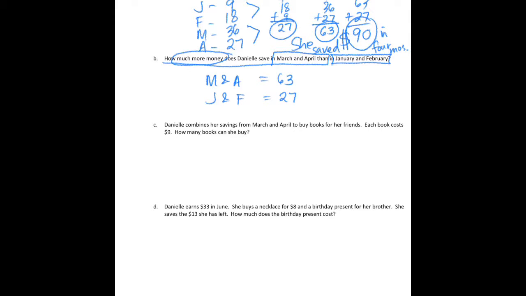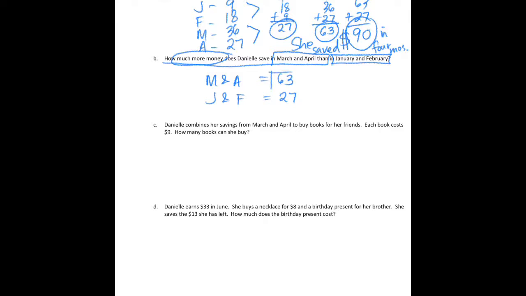Okay, so for the next one, how much more money does Danielle save in March and April than in January and February? So boys and girls, look at this one. I intentionally added March and April together and January and February together because it's easier for me to answer this question. So the first one is 63 for March and April, and January and February is $27.